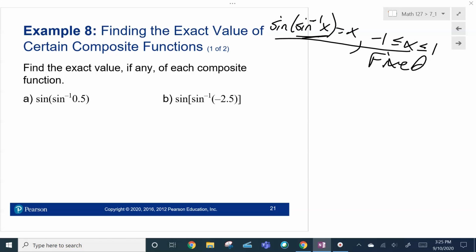Okay? So the sine of the arc sine of a half, well, that's just a half. It's just 0.5, as long as that half is in the interval. Is that true? Yep, it is. So it's just a half.